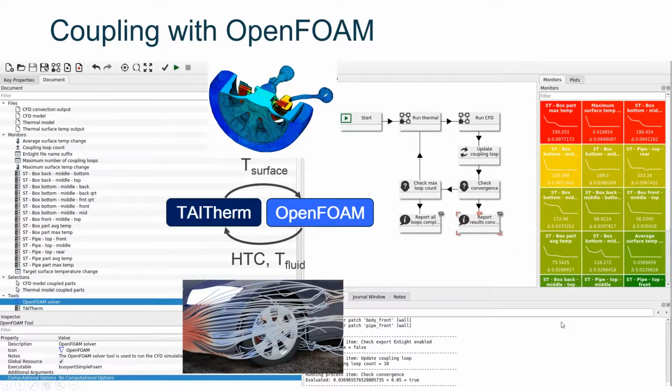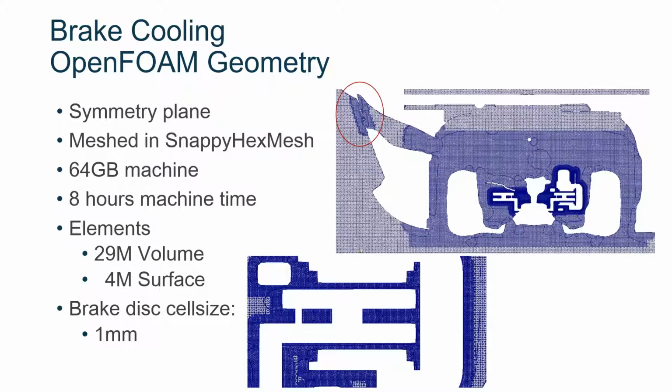The next example is brake cooling. Again, here we're coupling the TAITherm model with the OpenFOAM model. The OpenFOAM geometry, we're using a symmetry plane, again meshed in snappyHexMesh. We're using a very fine mesh around the brake disc of about 1 millimeter. Furthermore, we have local refinements. So here you see a brake duct. We have a local refinement around the grill.